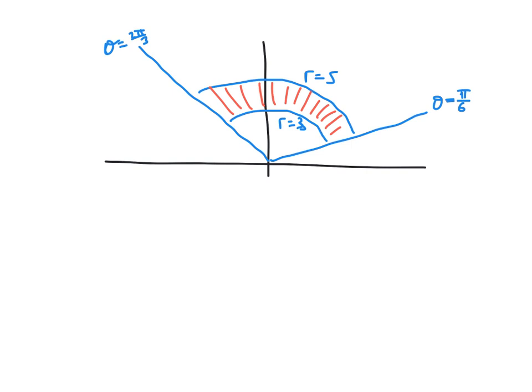But in this case, we can simply describe this region in the following way. We can say that theta lies between pi over 6 and 2 pi over 3, and r lies between 3 and 5. And so we can describe circular-based regions like this pretty quickly, and it's also very simple.